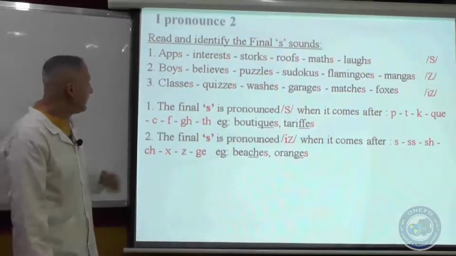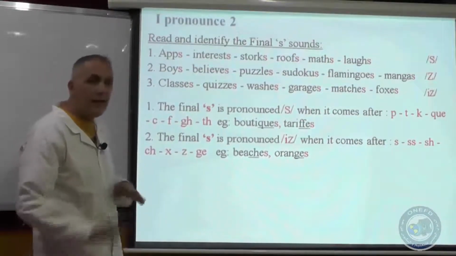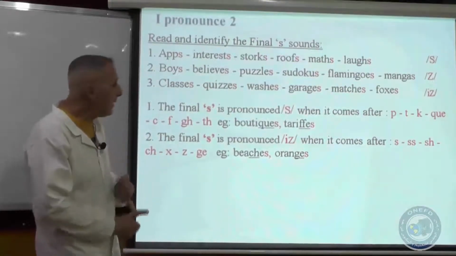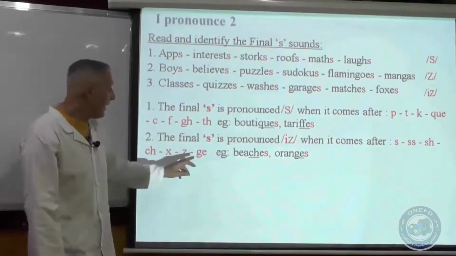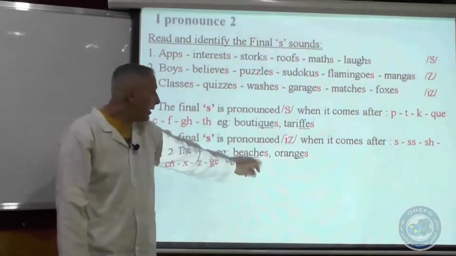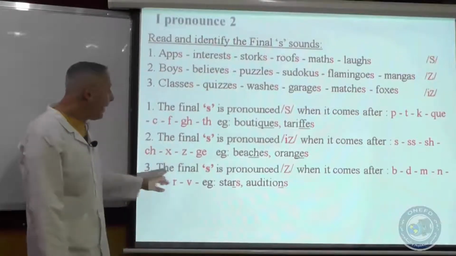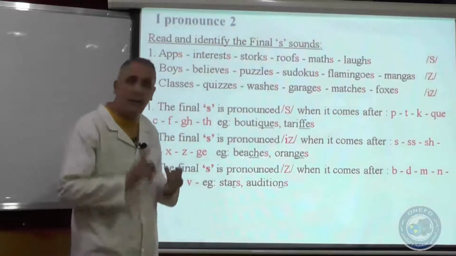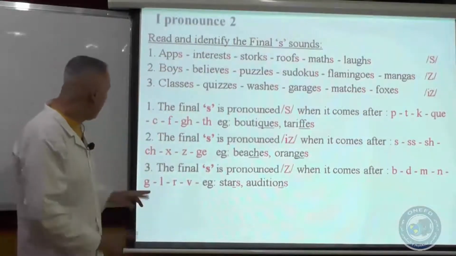Second one, the final S is pronounced "iz" when it comes after S, double S, SH, CH, X, Z, and J. Example, beaches, oranges.